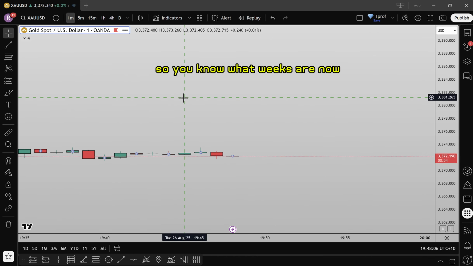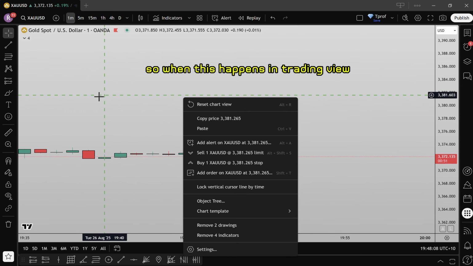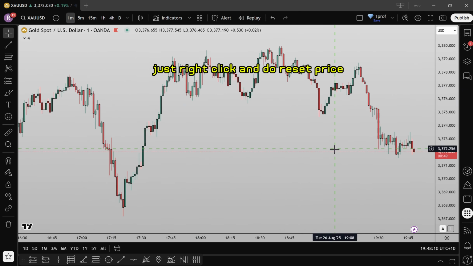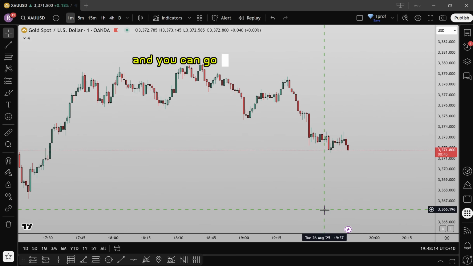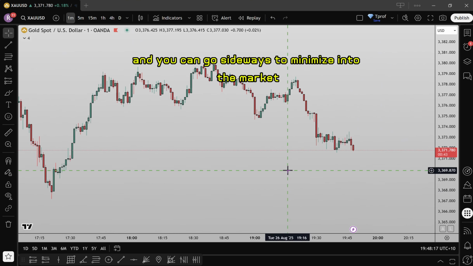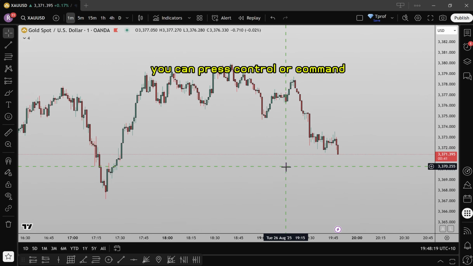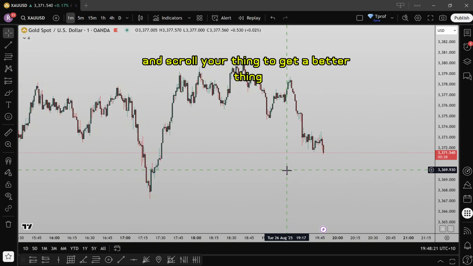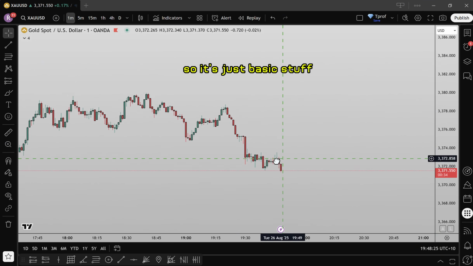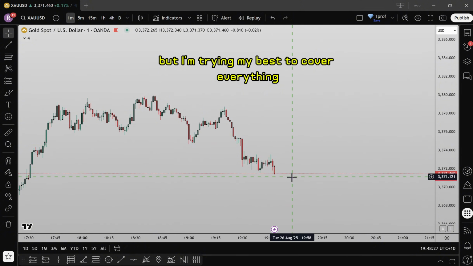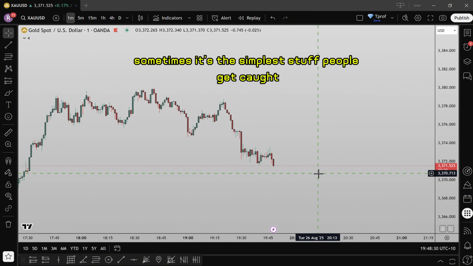So you know what wicks are now. When this happens in TradingView, just right click and do reset price, and then you'll have the proper view. You can go up and down, and you can go sideways to zoom into the market. You can press Control or Command and scroll to get a better view. If you want to reset it, right click, reset. So it's just basic stuff, but I'm trying my best to cover everything. Sometimes it's the simplest stuff.